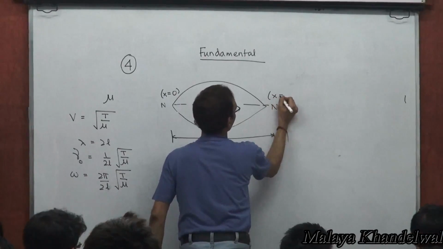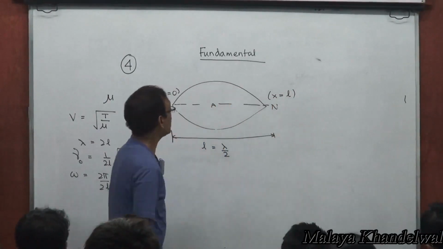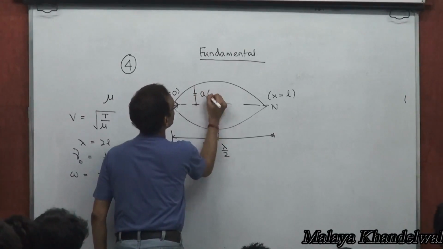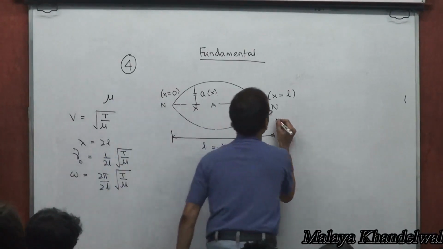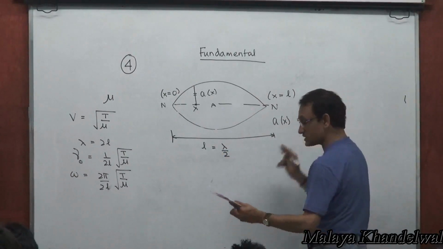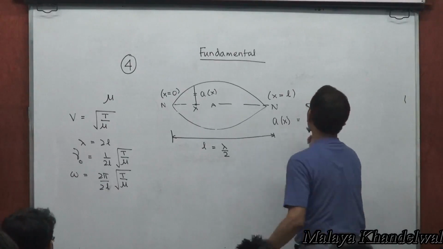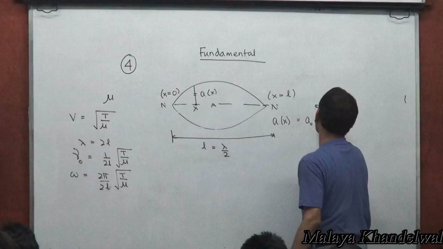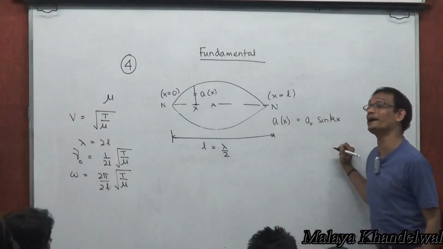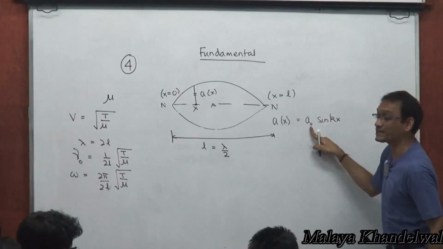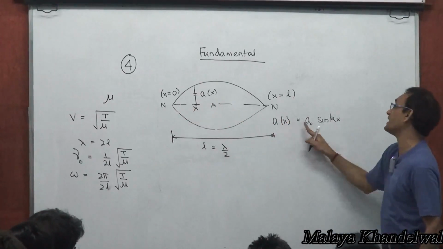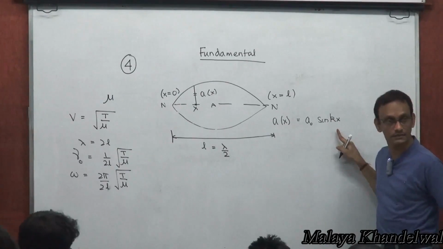Now, if this is x equal to 0, this is x equal to L, then amplitude as a function of x is going to be given by the maximum amplitude, which is given to be A0. Maximum at the antinode means maximum amplitude A0 sine kx, where k is the wave number 2 pi by lambda. A0 is the maximum amplitude. At x equal to 0, it's 0. So a at x is A0 sine kx, right?